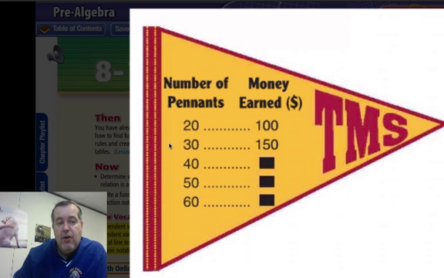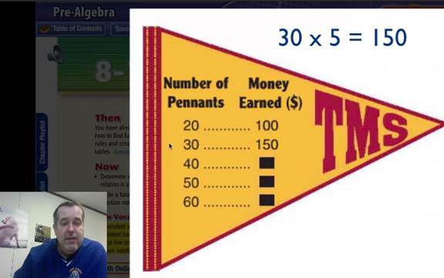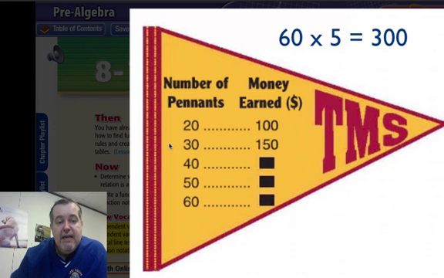The result was 30 pennants sold and they earned $150. So let's apply that. Is 30 times 5 150? Well, it is. So let's apply that $5 to the other amounts. So 40 pennants sold times $5 each would result in 200. 50 pennants sold with $5 per pennant, so we multiply, we're going to get 250. Okay, 60 times $5 is going to equal 300.